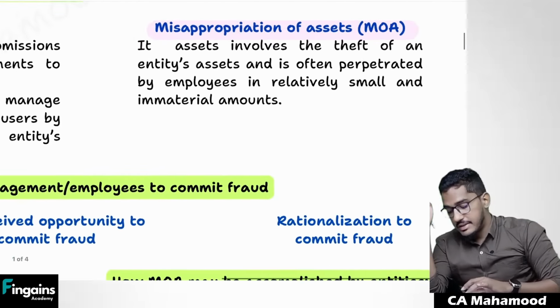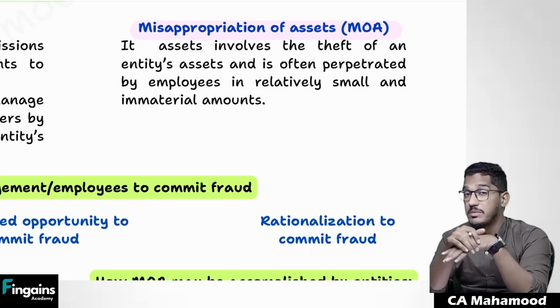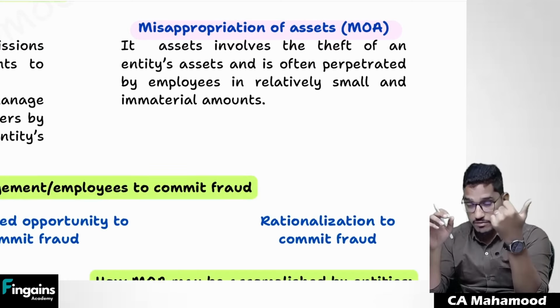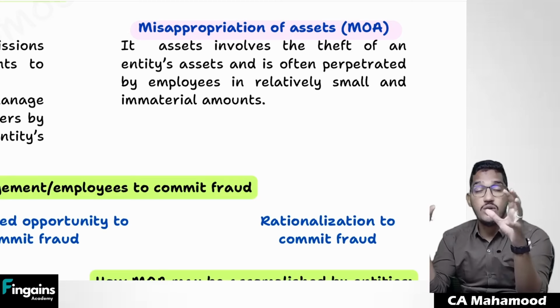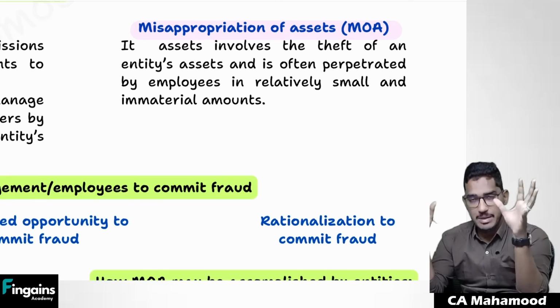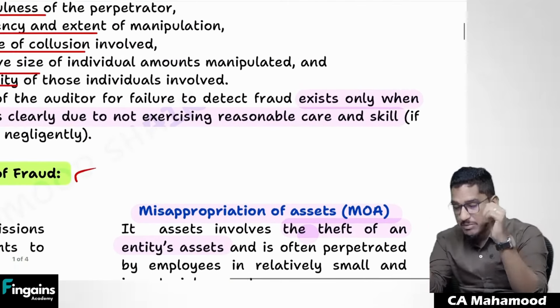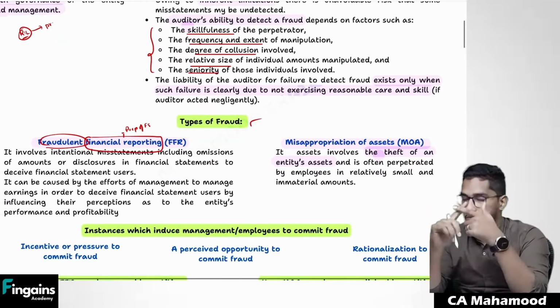On the other hand, the next category of fraud is misappropriation of assets. Sir, what do you mean by misappropriation of assets? Misappropriation of assets refers to those kinds of frauds in which there is a theft, damage or loss happening to the entity's assets. So in misappropriation of assets, it involves theft of an entity's assets, or even it could involve damage of an entity's assets. So in this manner, we can divide frauds into two categories.